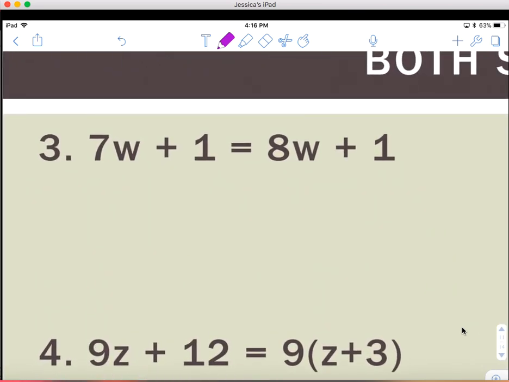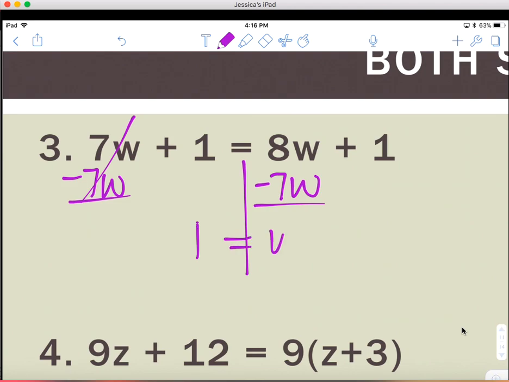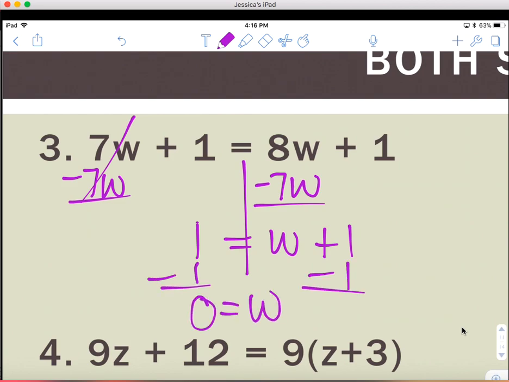On number 3, I would move 7w by subtracting it on both sides. From here, you're left with 1 equals w, or 1w, plus 1. Finally, you subtract the 1 on both sides, and we get w equals 0.